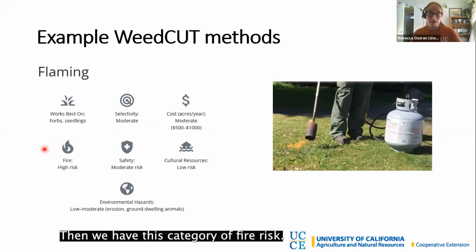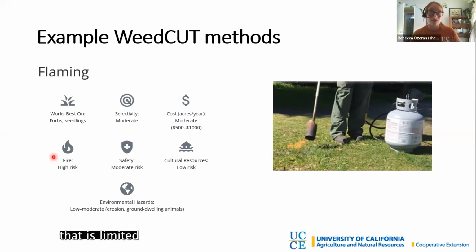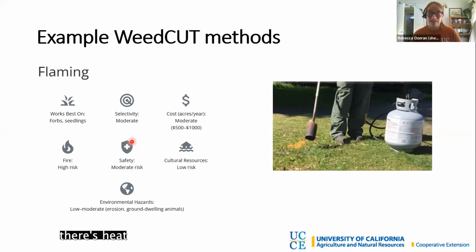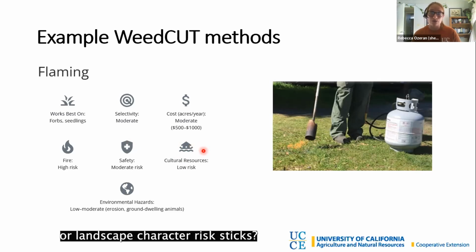Then we have this category of fire risk. As you might imagine, when you're applying fire to the landscape, there is a pretty high risk of fire. So again, this is one that is limited to high moisture situations. Next, we have the safety category. This is considered to be a moderate risk because again, you're using fire, there's heat, there's the fuel itself, and the strategy of how to do it properly. So this is something that you need to have a trained person doing. Now we have this cool category called cultural resources, which is to say, is it going to impact human infrastructure or archaeological artifacts or landscape characteristics? The benefit here being that a lot of those characteristics are non-flammable. Something in my area of California, for instance, is to have grinding stones, which are non-flammable, and so a fire would not impact those at all.